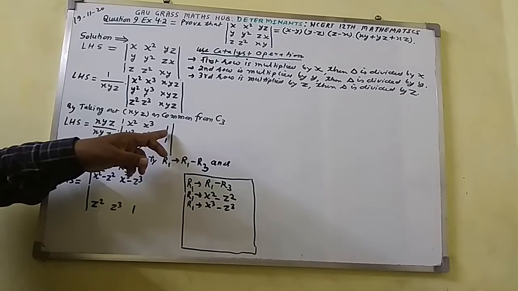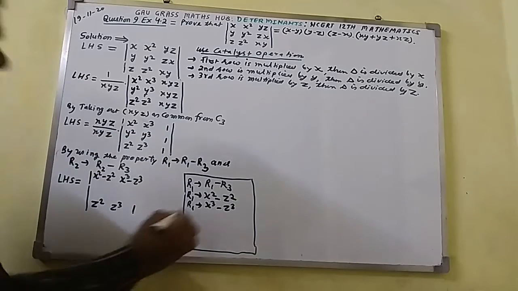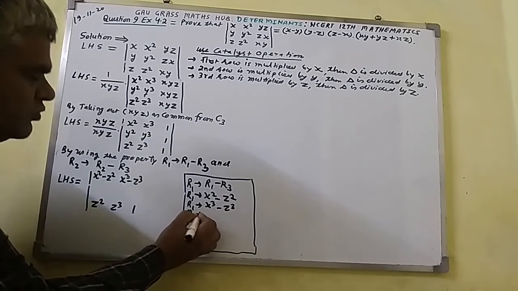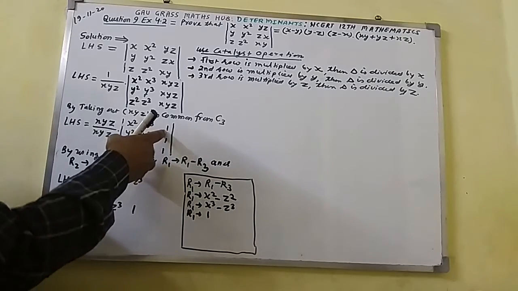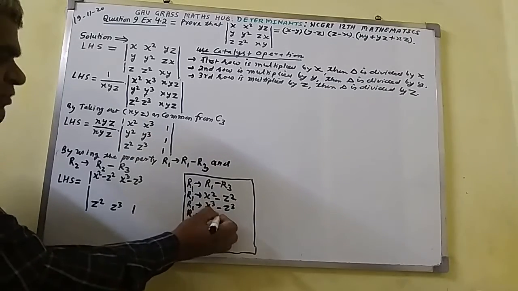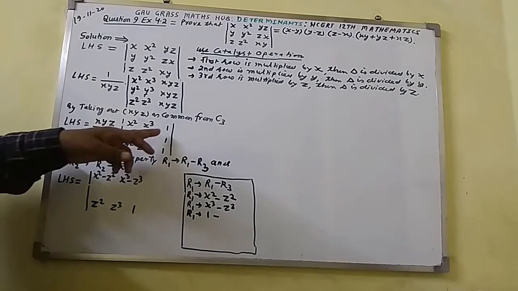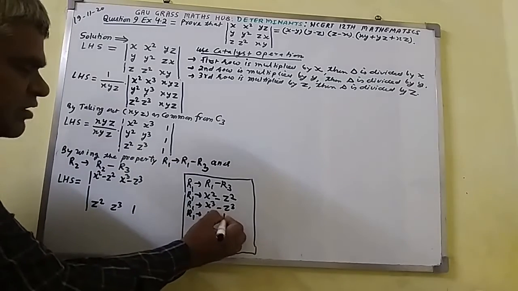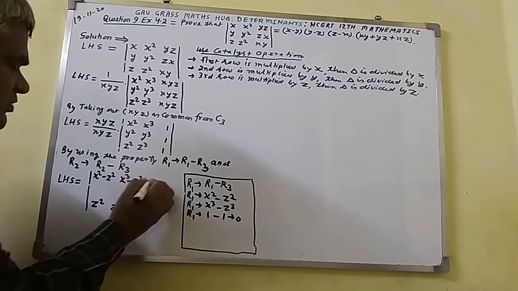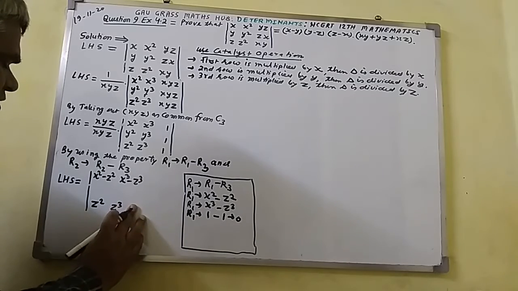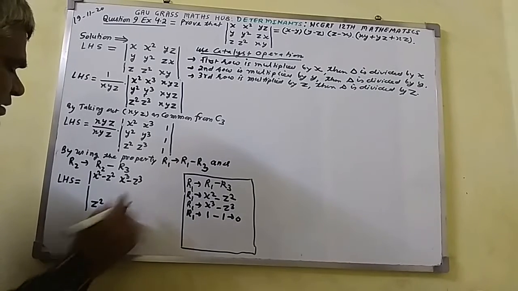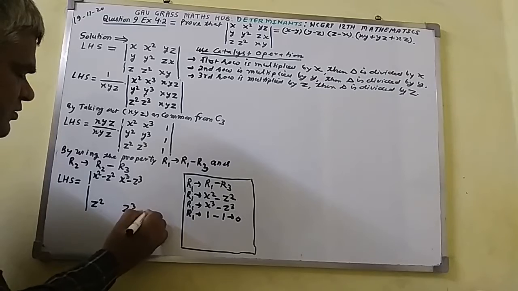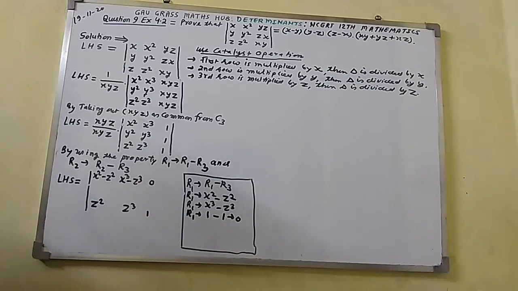Here you will get R1 goes to R1. If I take this element 1 minus, the corresponding element of 1 in the third row is 1, right here 1, so it comes out to 0. So here it will become 0. Here it will become 0. Here it will become 0.